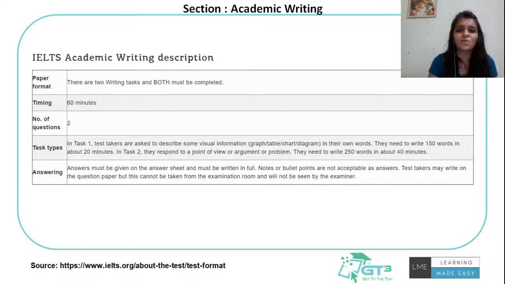Now what is task 1 and task 2? There will be 2 different questions given to you. Task 1 is related to a picture. A picture will be given to you, and the picture types would be a graph, table, chart, or diagram. You have to illustrate that picture in 150 words.